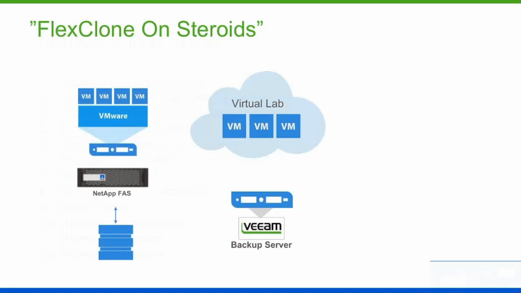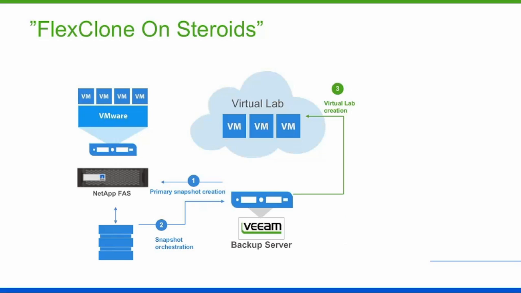So bring in the FlexClone on steroids, as I say. Our Veeam backup server orchestrates that initial primary snapshot. So that's application consistent. If we're triggering that snapshot, we then orchestrate that, i.e. we're able to see inside that snapshot, we're able to do many different tasks with that snapshot, mounting that snapshot also. So then we're able to create a virtual lab, so that is spinning up a virtual switch.